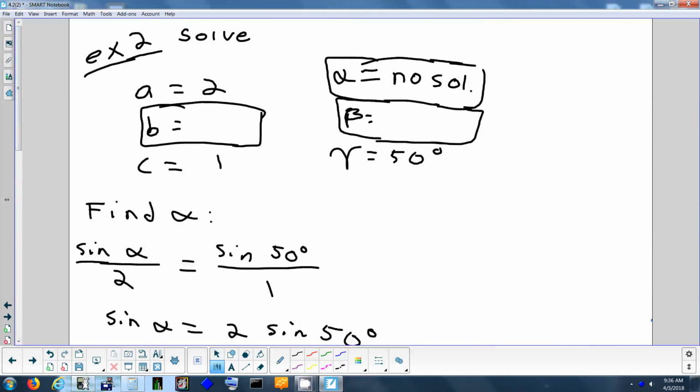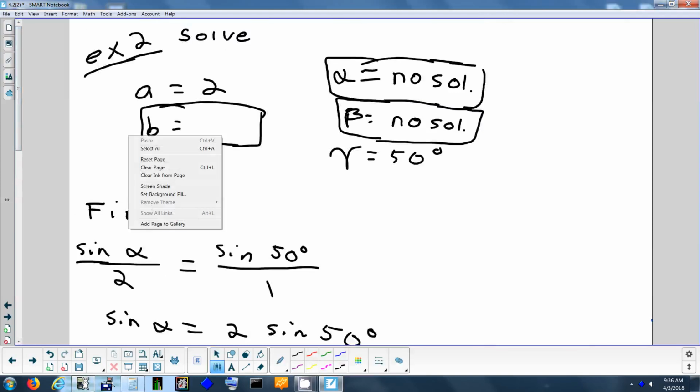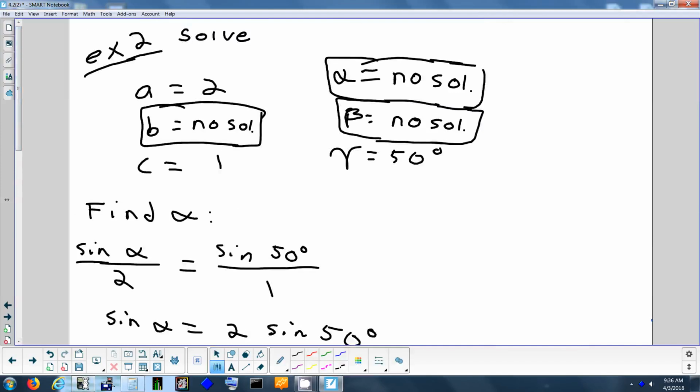Now what we would normally do is we would add that up to 50 to get beta. But since I don't have an answer for alpha, I have nothing to add to gamma. So I can't find beta. And if I can't get beta, then I can't get the side across from it either. So that's also no solution. Okay, so if one thing is no solution, it's all no solution. And you're done. There's nothing else to do.